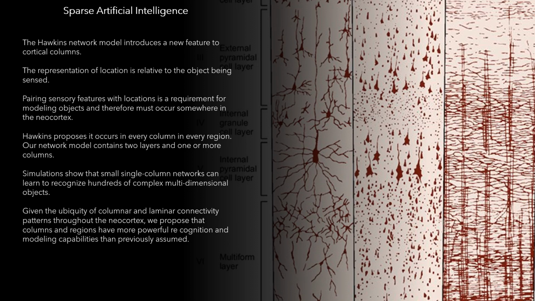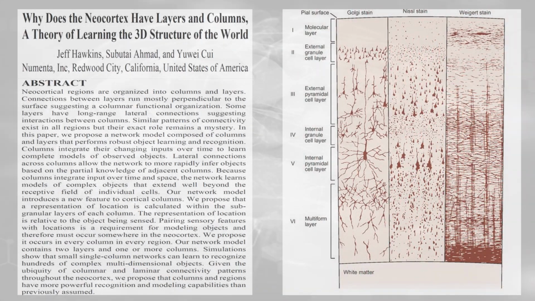Simulations show that small single-column networks can learn to recognize hundreds of complex multidimensional objects. Given the ubiquity of columnar and laminar connectivity patterns, the columns and regions have more powerful recognition and modeling capabilities than previously assumed. This section is based on the paper, Why Does the Neocortex Have Layers and Columns? A Theory of Learning the 3D Structure of the World.